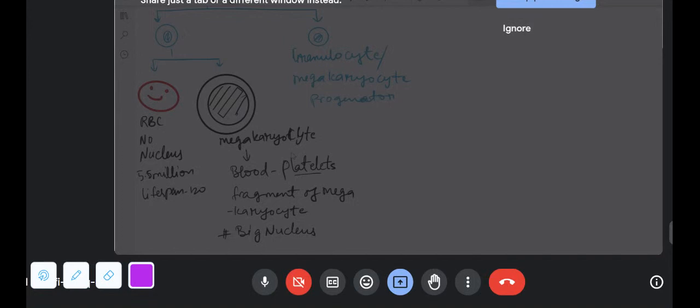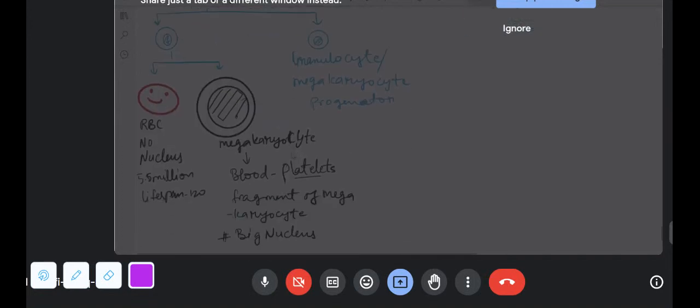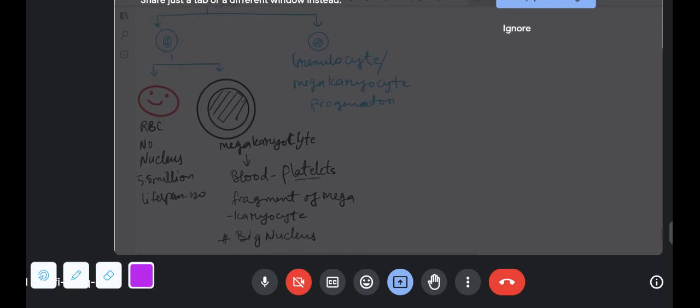Now we will come to the granulocyte. I should write properly now. I will tell you the examples and we will discuss them separately. Sorry, I wrote megakaryocyte here. This is the macrophage or granulocyte progenitor. RBC is also called erythrocyte. You remember? Now, granulocyte is of four types.